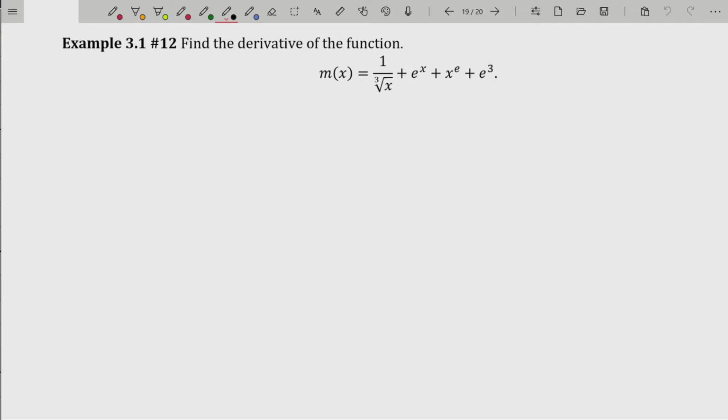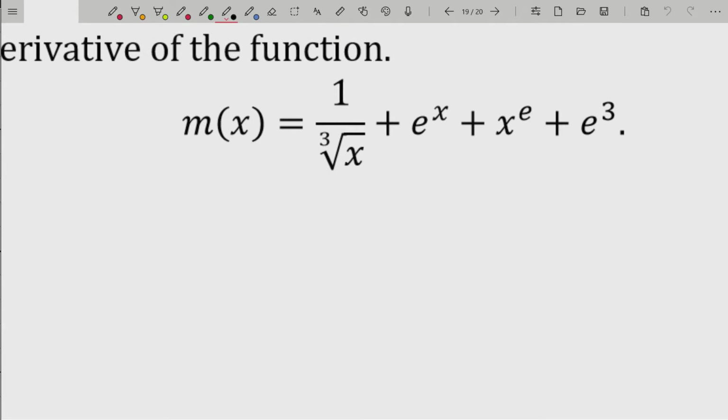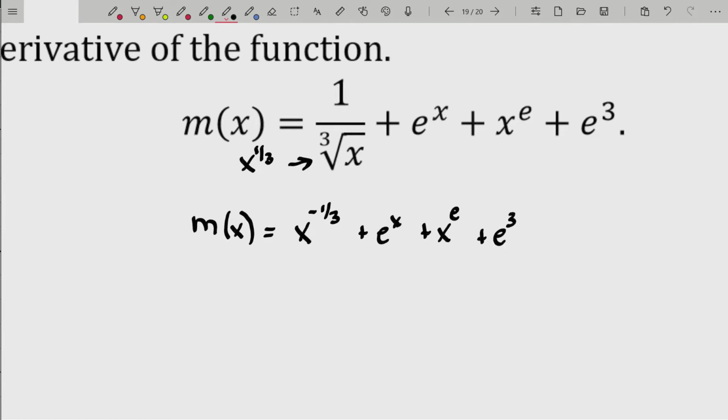So let's do a little bit of pre-work here before we find the full derivative of this. I'm going to write this as m of x is equal to, that denominator is x to the 1/3, but I want to write it in the numerator, so it's going to be x to the negative 1/3 plus e to the x plus x to the e plus e cubed. Now, notice that I try my best to do pre-work on a problem because I want everything to be a base x to a power if I can. So that's what I want to do. It just makes my life a little bit easier.